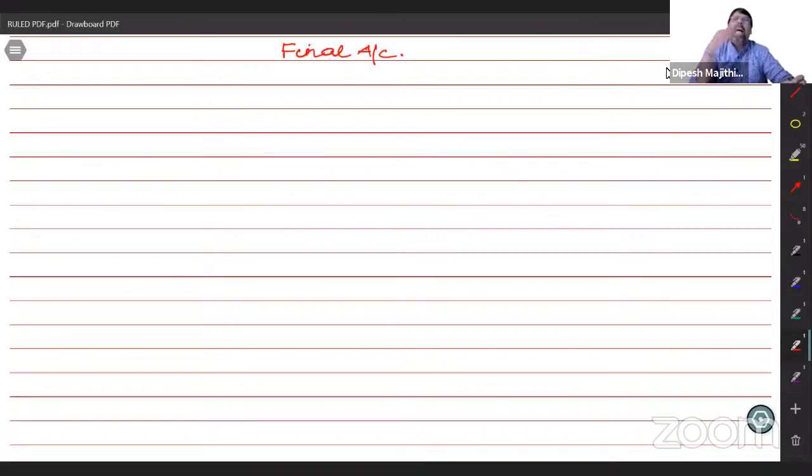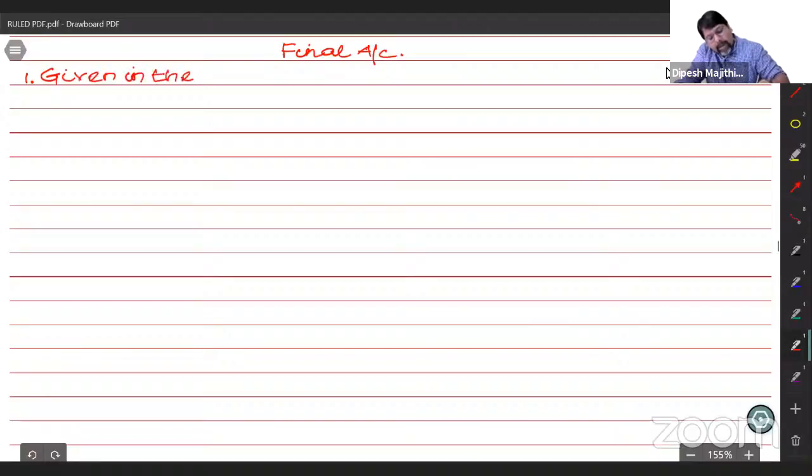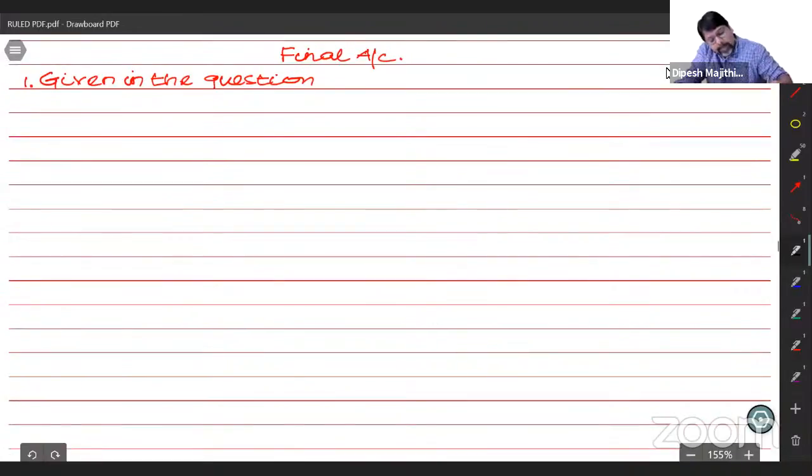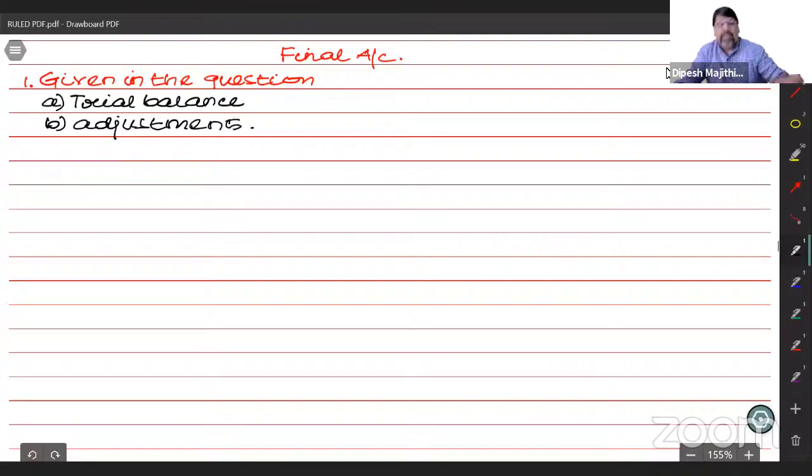Profit is found out from P&L account and financial position is found out from balance sheet. So basically what is given in the question. So let us write down point number 1. Given in the question: A. Trial balance. B. Adjustments. Correct?